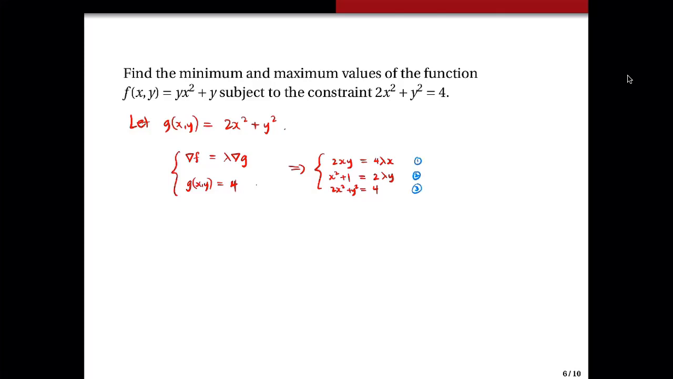Let's look at equation number 1. From equation number 1, we have the following: 2xy minus 4 lambda x equals 0. We can factor out 2x, and we will have 2x times (y minus 2 lambda) equals 0.